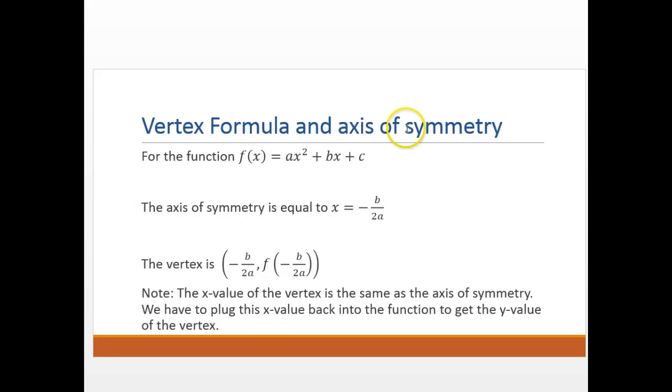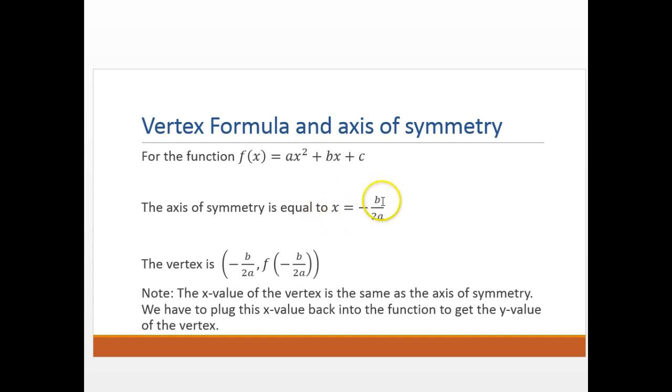The vertex form and the axis of symmetry. Here is the formula for f of x equals ax squared plus bx plus c. By definition, the axis of symmetry is equal to x equals negative b over 2a. We could derive this through the quadratic formula, which we'll learn later, or through methods of calculus that you'll see in other classes beyond this.